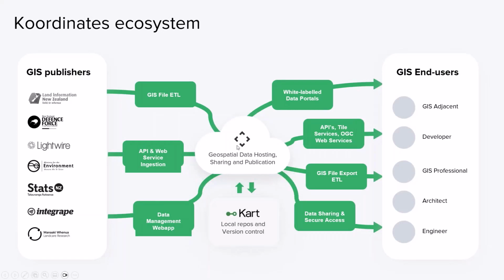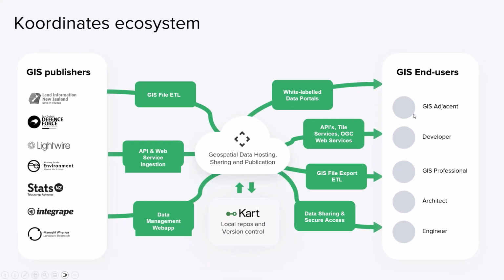So in this slide, we're in the middle here, coordinates.com. Over on the left, we've got many GIS publishers. What they all have in common is they want to get their data onto the cloud and into the hands of their users. These green boxes on the left here signify that there's a number of different methods for getting your data into a full data management web app for configuring layers, working out access, configuring your users and groups.